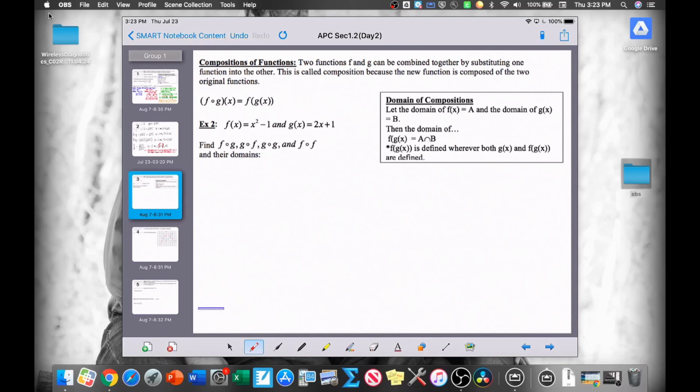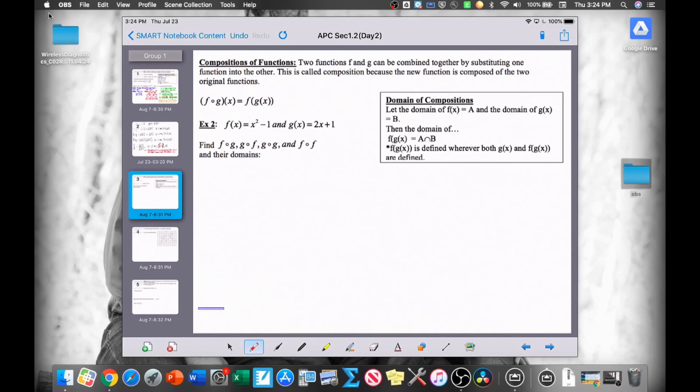Next, we're going to talk about compositions of functions. Two functions, f and g, can be combined together by substituting one function into the other. This is called composition because the new function is composed of the two original functions. And the most common way that we see this written is this, a lot of people call it the fog notation. It's that little open circle. It looks like the word fog, except the circle's really tiny, f of g of x.